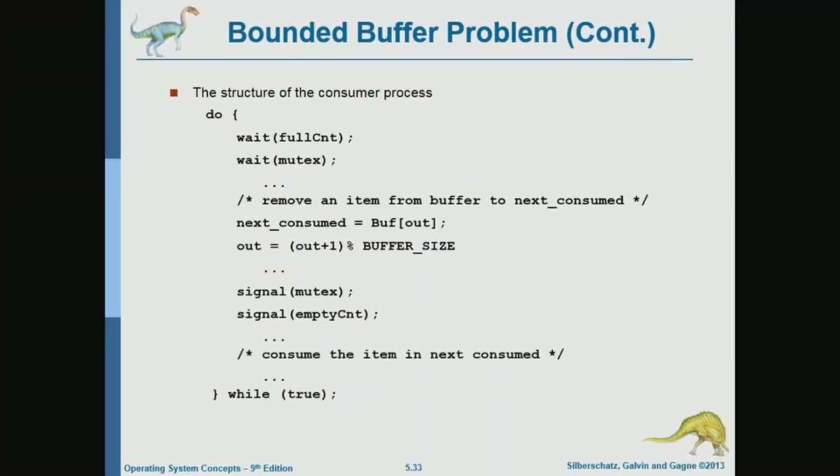The consumer is going to do the opposite. It's going to wait on full count and it's going to signal empty count. And it will also wait on mutex. Now here, note that we are using the same semaphore to protect in and out.